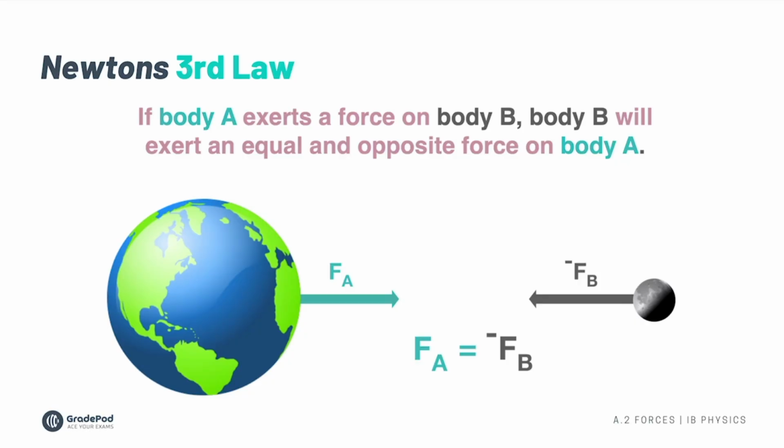On to Newton's third law. If a body A exerts a force on body B, then B will exert an equal and opposite force on body A. Let's call Earth body A and the Moon body B. The Earth exerts a force on the Moon, and the Moon exerts an equal and opposite force on the Earth. That's it. And you'll find that there are certain rules that need to be followed to see if we are looking at a Newton's third law pair, and we'll discuss that a little bit later on in this tutorial.